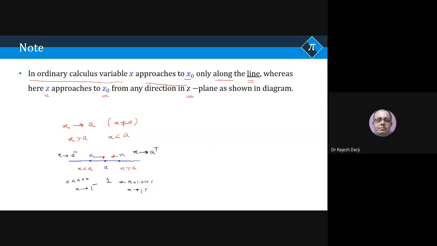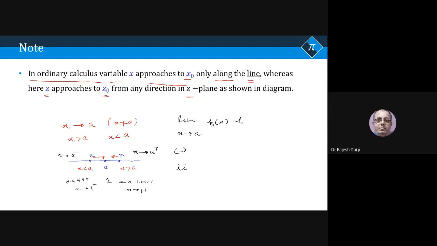In both cases x tends to a. So what is the fundamental concept of the limit? That the limit of the function as x approaches a, f of x equal to L, exists. Now there is a theorem.